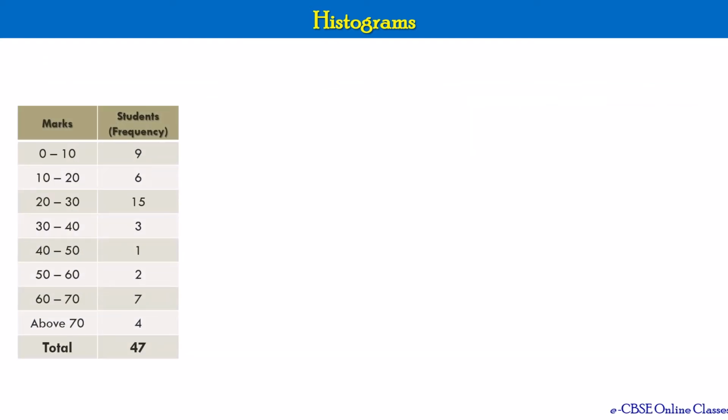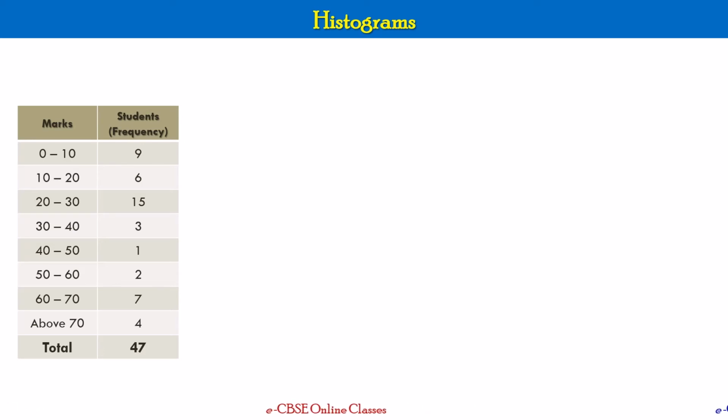Okay, here the data table is similar, but with one minor difference. In the last row, if you see, the group is above 70. Instead of 70 to 80, they have directly categorized it as above 70. So that group is not of the same size as the other groups in the table. So how to deal with that?